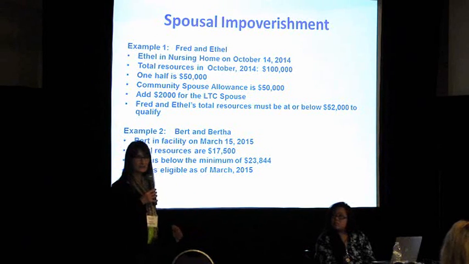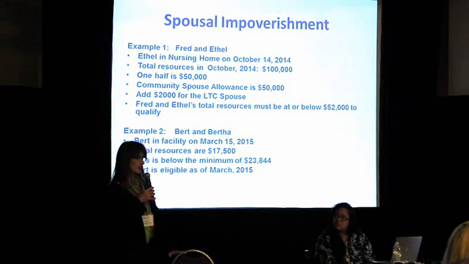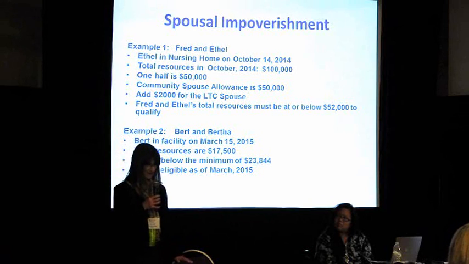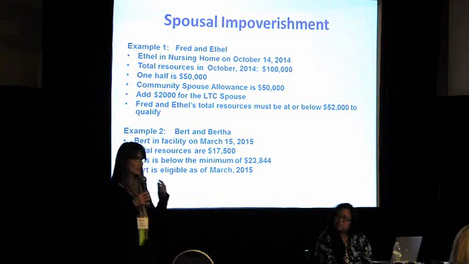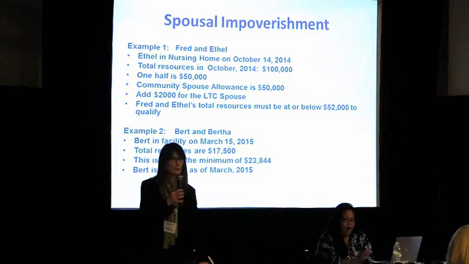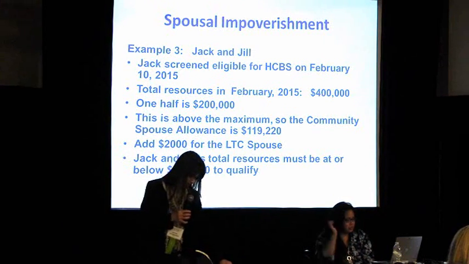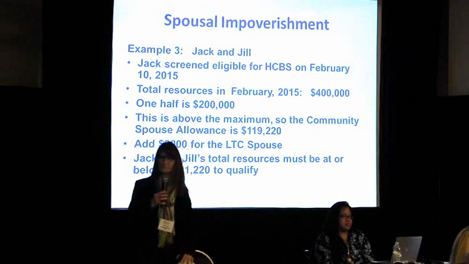He could have $2,000 if he needed it, but they don't need to spend any assets down because they are already below the minimum. So even if we divided Bert's resources in half, it wouldn't matter. They're still eligible. So that's an example of where the minimum plays out. Now we're going to look at an example where the maximum plays out.